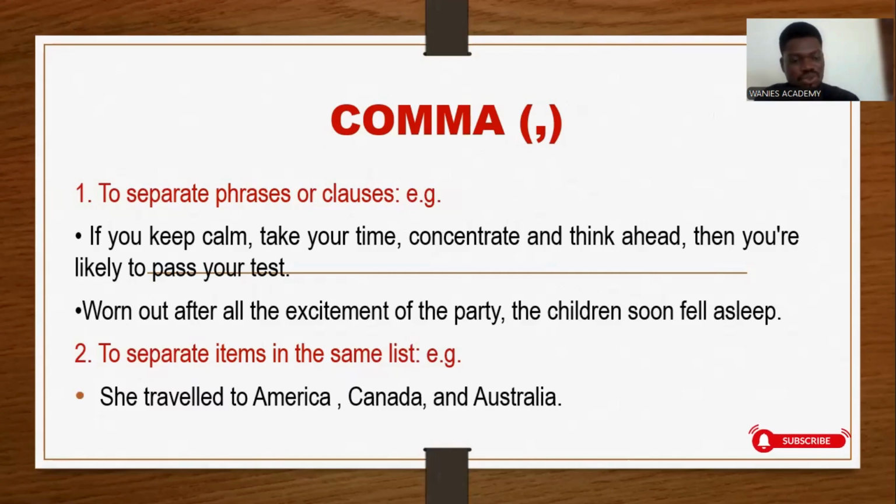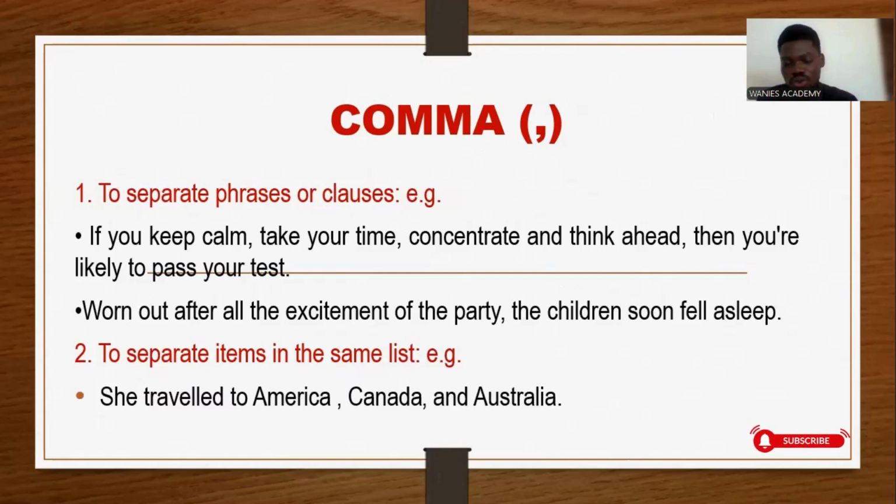The same thing is applicable to the first sentence. Even when listing items, we can't rush through everything. She traveled to America, Canada, and Australia. So the comma is like a clutch. I need to be what? I need to slow down the speed or the pace of the speech.